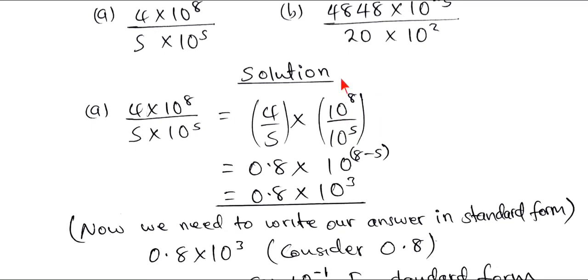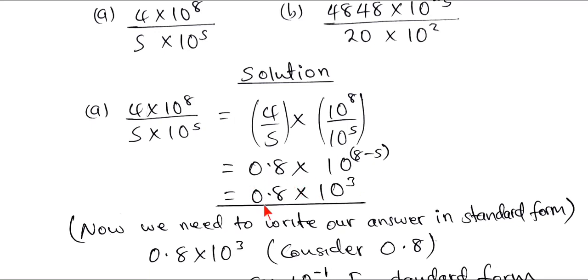To divide, if you have the same base, you're supposed to subtract exponents, so it will be 10 exponent 8 minus 5, because we divide with the same base. So 0.8 times 10 exponent 3. When we subtract here, we'll find 3. Now this is a correct answer, but it is not in standard form. To write this answer in standard form, first we're supposed to write the standard form of this one. After getting the standard form of this number, then multiply by this one.